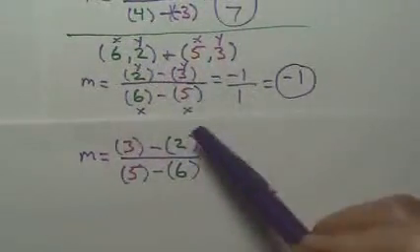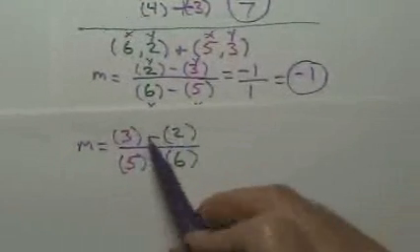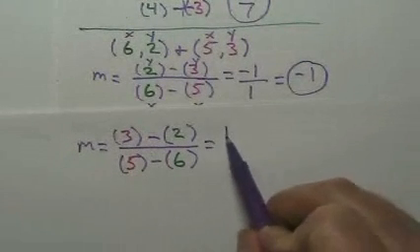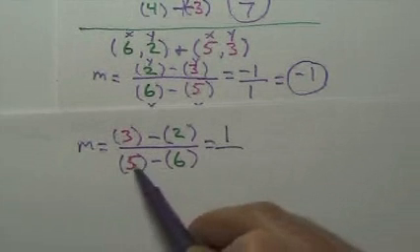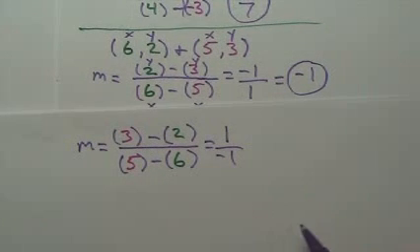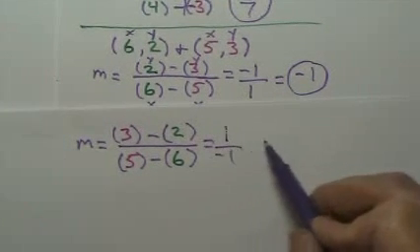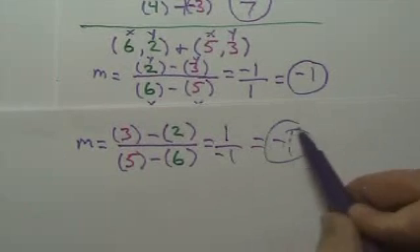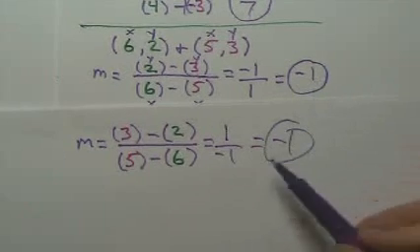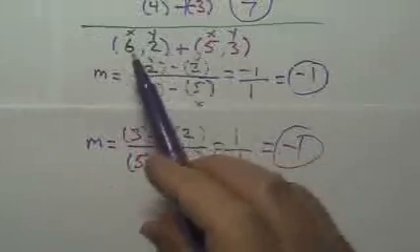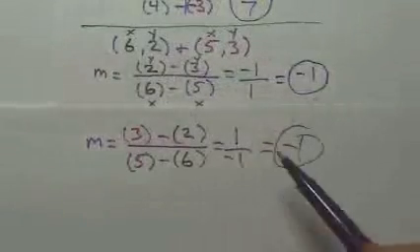So I switch the numbers. Let's see if I get the same answer. 3 minus 2 is 1, and 5 minus 6 is negative 1. And 1 divided by negative 1 is negative 1. Hey, what do you know? We get the same answer. So again, it doesn't matter which point you start with, you should get the same answer.